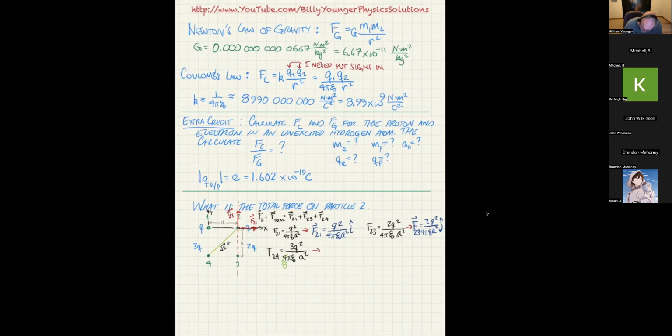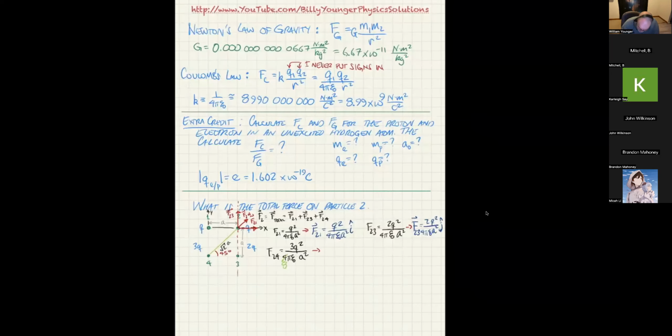For instance, I know that 3Q and Q again have the same sign, so it's repulsive. So I also expect this one's going to be a little weaker because it's farther away, but it might be a little stronger because it's a bigger charge. So this one's going to be F24 on the diagonal here. And notice this angle, because it is a square, this angle is 45 degrees exactly.